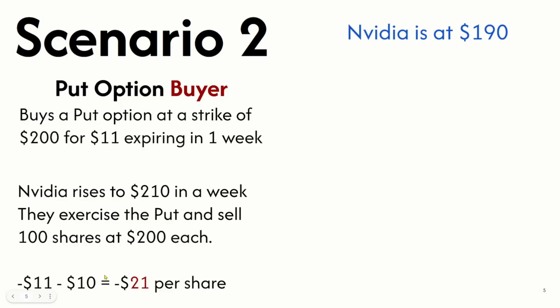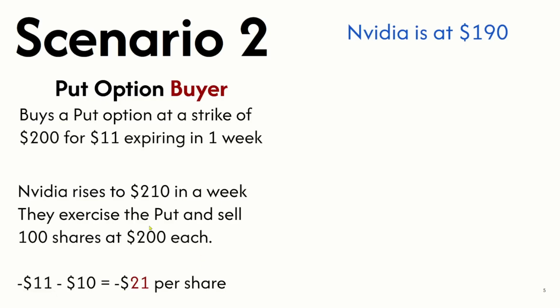Looking at the math here, they lose $11 from buying the option up front. They exercise the option, which means they want to sell the shares at the strike price. So they're selling shares at $200, and to do so, they had to go into the market and buy shares at the market price of $210. So they have their contract. They have to sell the shares at $200. So they're buying shares at $210 in the market, and they're turning around and selling them for $200. That's a $10 loss. So minus $10. You add those up, and you get a $21 loss per share.